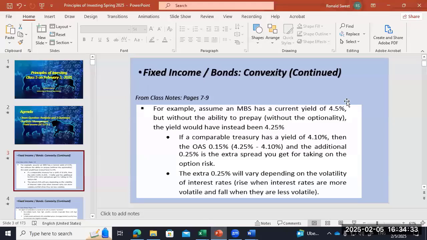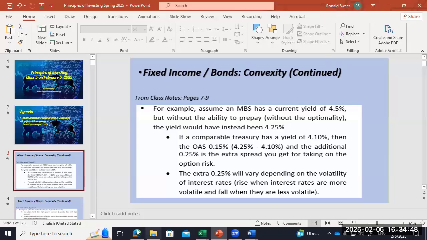So this 25 bips is going to rise when interest rates get volatile, and it's going to shrink when interest rates are nice and tame. Because that's what we talk about. Options are more expensive when things are volatile. They're less expensive when everything's tame.